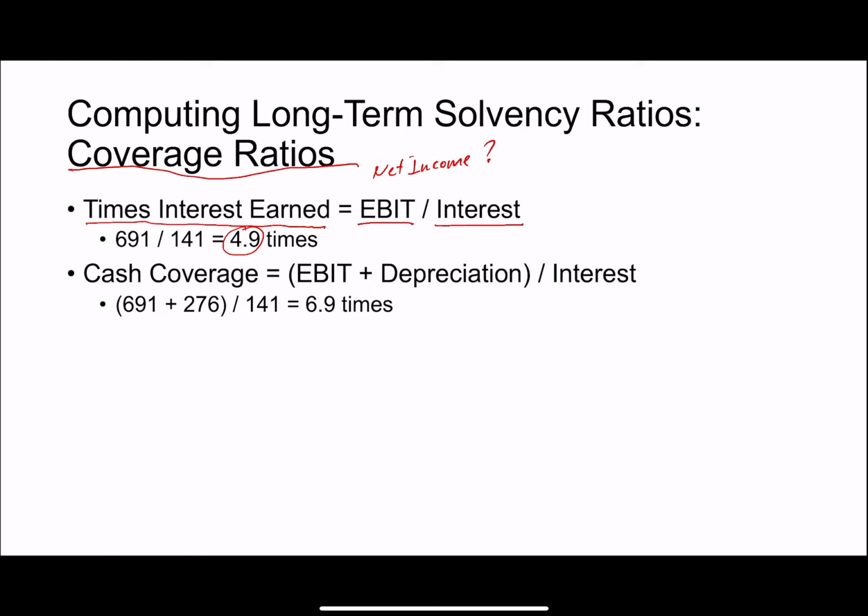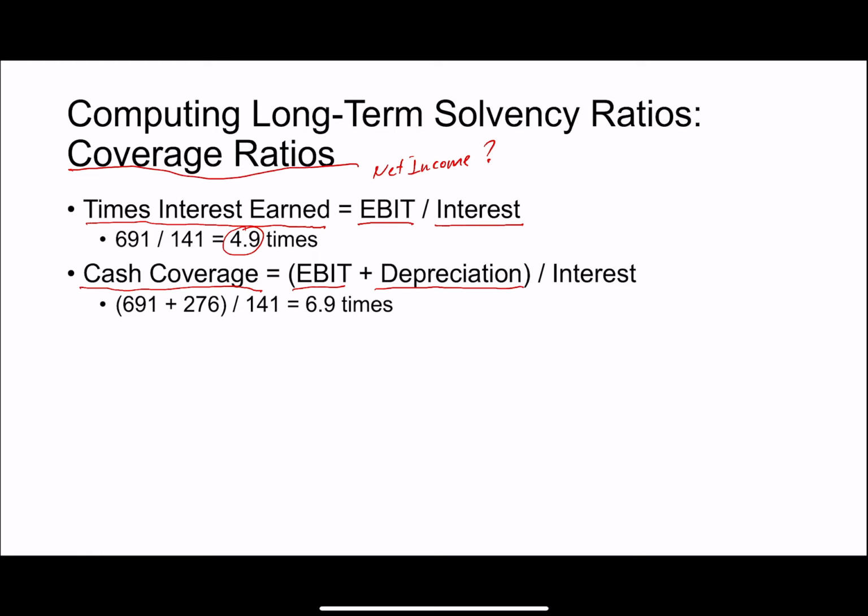Okay, now you might ask a logical question. All right, so if all I care about is if the company has enough cash to pay interest expense, why don't I convert it to cash basis? And that's exactly what the cash coverage ratio does. The cash coverage ratio looks at EBIT plus depreciation. So why do we add in depreciation?